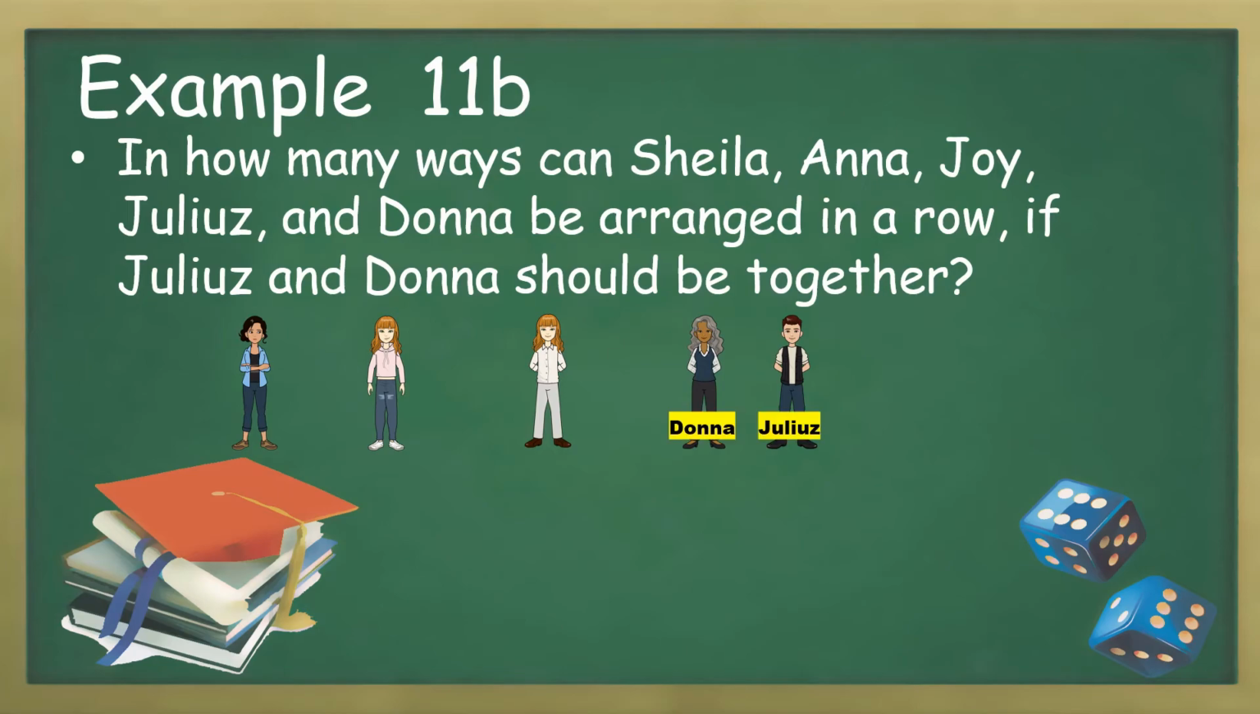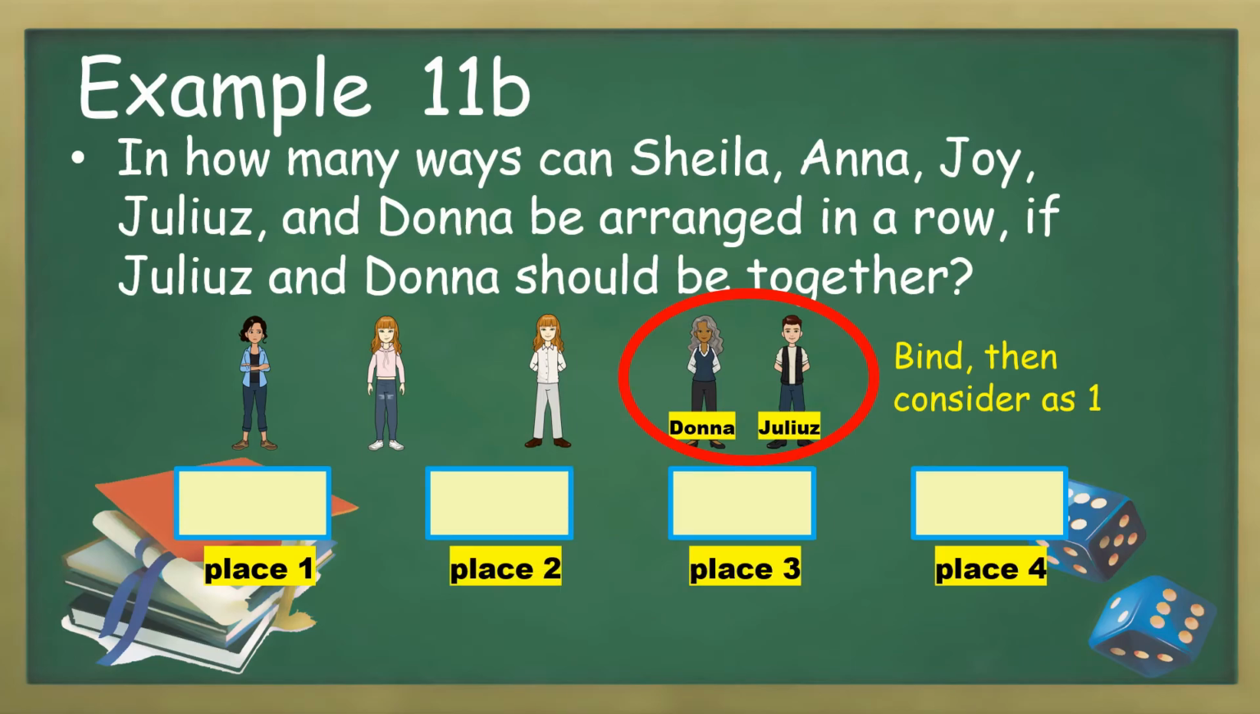Since in the condition Donna and Julius should be together, what we're going to do is to bind them. Whenever you have to arrange objects and there's a condition that some of the objects should be together, we bind those objects. So for this one, since Julius and Donna should be together, we bind Julius and Donna, and when we do that, Julius and Donna will become one object. Therefore, instead of arranging 5 objects, we're going to arrange 4 objects, including the bound Julius and Donna. So we will only have 4 places to arrange.